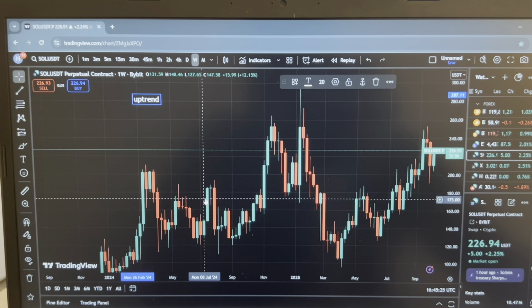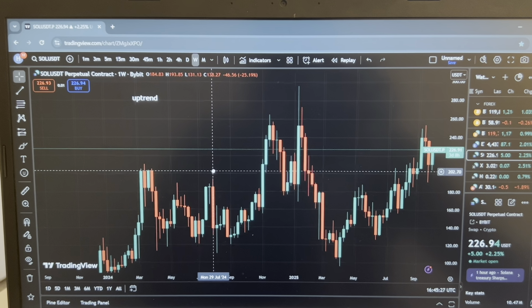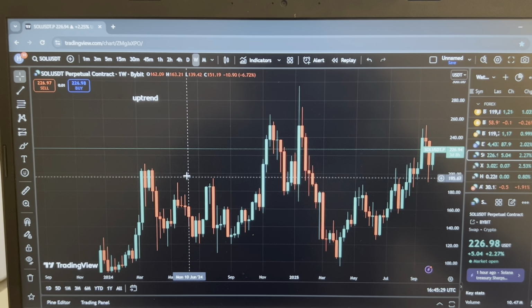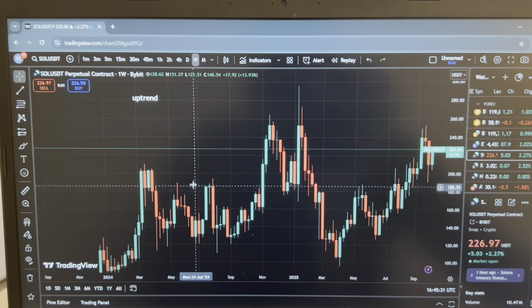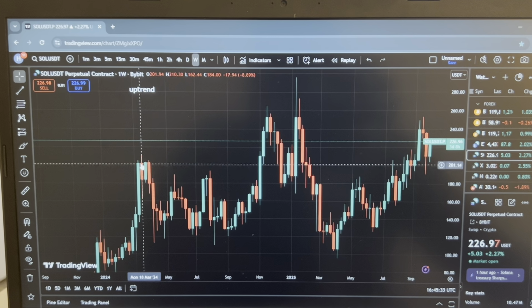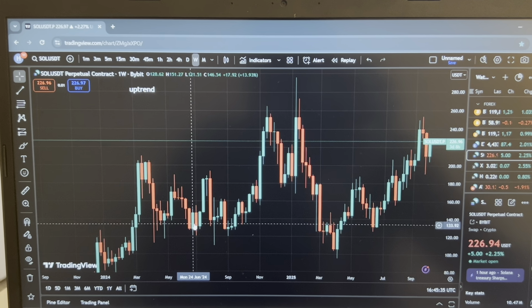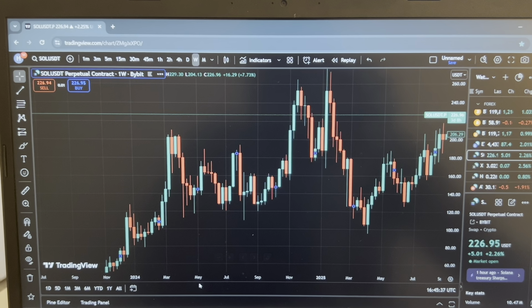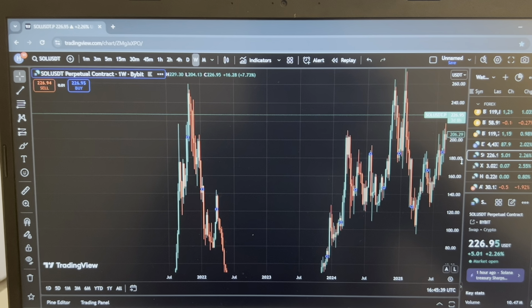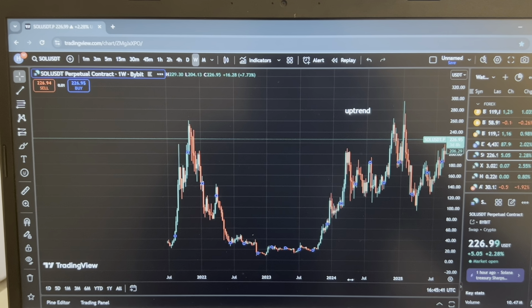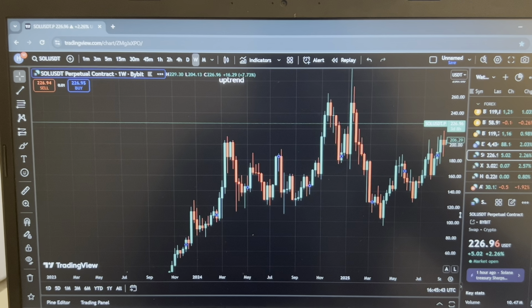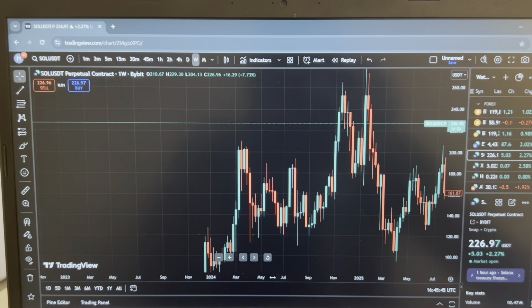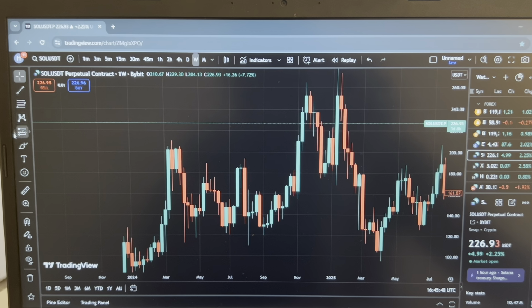Okay, so I will give you guys an example in the live trade. This coin is Solana. As you guys can see over here, at first the market was in an uptrend, and then as you guys can see, it has turned into a downtrend.